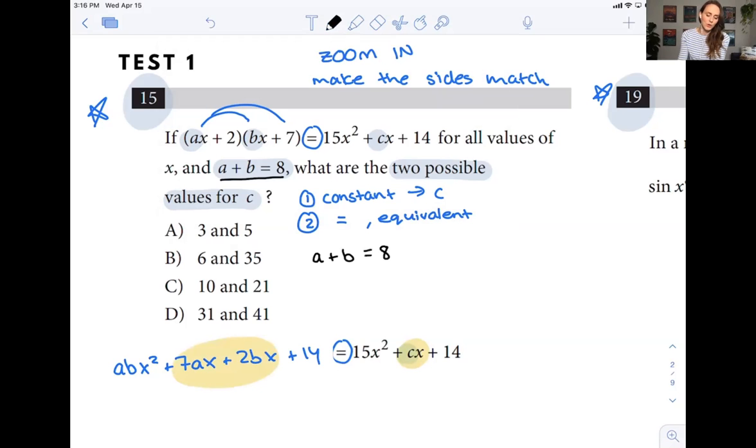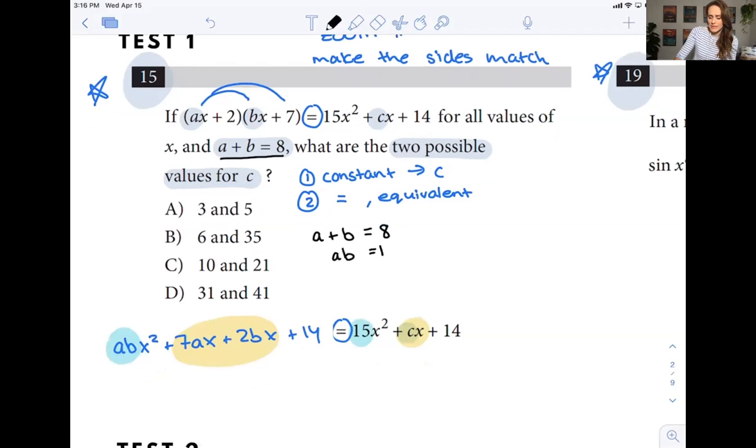And I can, over here, see that A times B would equal 15 because the two sides of the equation are equal. So I know that ABx squared has to equal 15x squared. So AB equals 15. So then I can think what two numbers multiply together to give me 15 and add together to give me 8. That would be A equals 3 or 5 and B equals 5 or 3. It doesn't really matter which way we do it. We could solve it both ways if necessary, but in this case, it won't be.